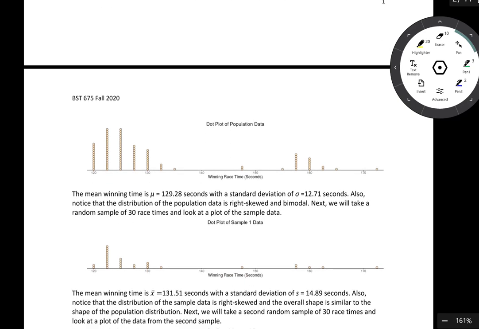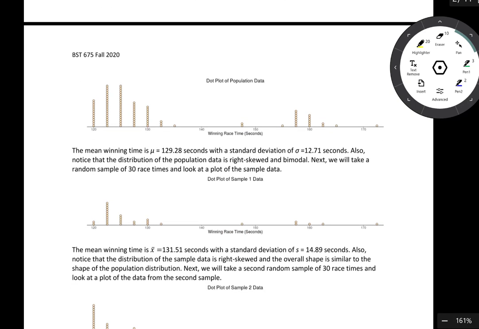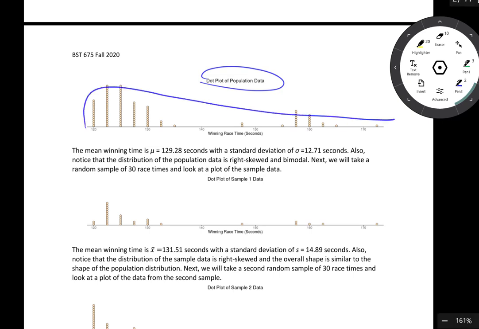The first thing I have here is a dot plot of the winning race times in seconds. Notice this is a dot plot of population data, so this is what we could call a population distribution. We actually have full population data here, and we are looking at its distribution. You'll notice that it is right skewed, and we could also argue it is somewhat bimodal. We have what looks like a mode here and then a smaller one here.